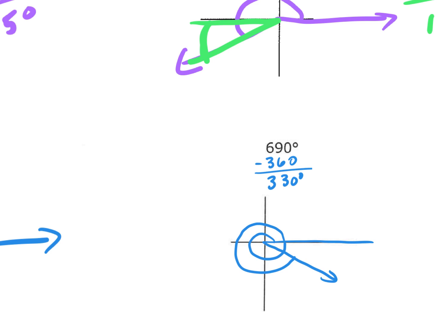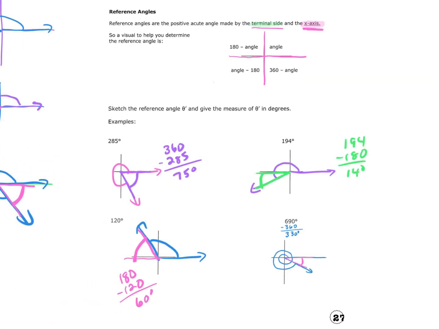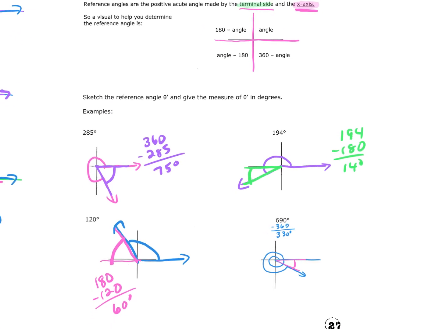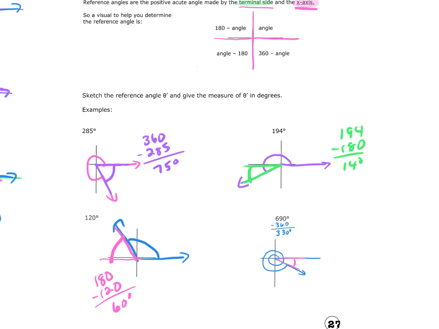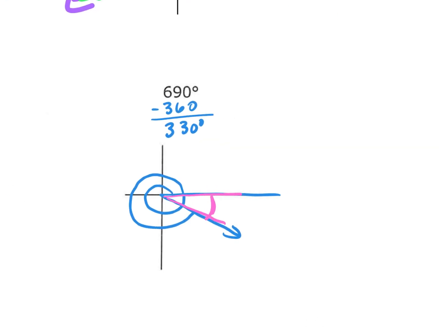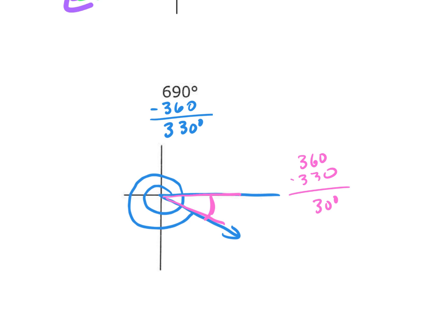Okay. So to get our reference angle, we're looking at this distance right here, because remember it's the acute angle between the terminal side and the x-axis. So we needed to use that coterminal angle to get the 330, so now we can do 360 minus 330, or 30 degrees.